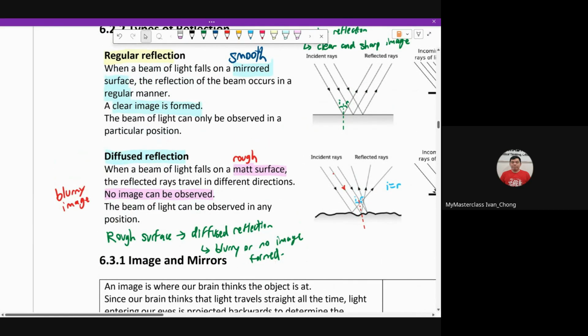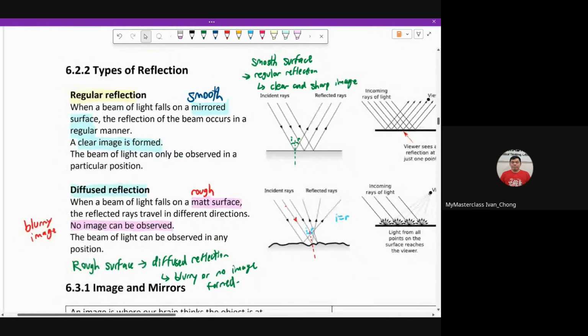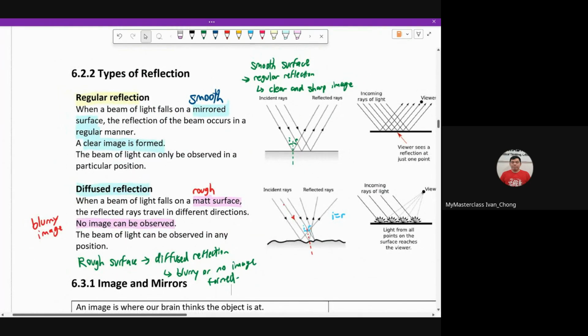Now, in some cases, the question will actually tell you the end result. They'll tell you, hey, I can see a clear and sharp image. So what does that mean? Because I can see a clear and sharp image, it means that my light underwent regular reflection. So there must be a smooth surface. So sometimes you might need to work backwards based on the results that you actually see. So if you see a clear, sharp image, you will have smooth surfaces to have regular reflection.